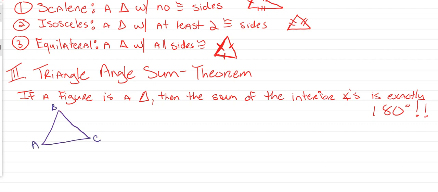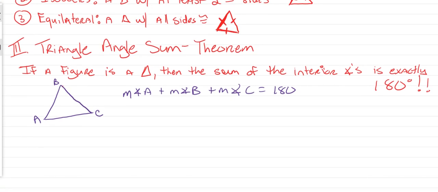So here's my triangle ABC. What the triangle angle sum theorem is saying is that if a figure is a triangle, then the sum of the interior angles is exactly 180 degrees. So not 179, not 181, exactly 180 all the time. And so that would mean here, if you have this diagram, that the measure of angle A plus the measure of angle B plus the measure of angle C equals 180. That's the triangle angle sum theorem.